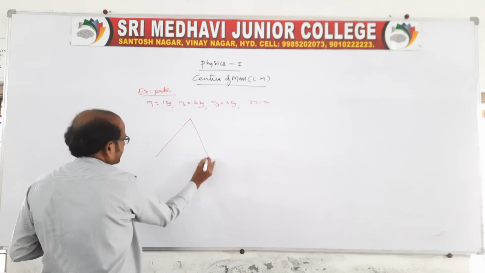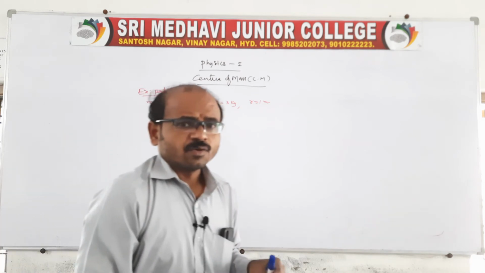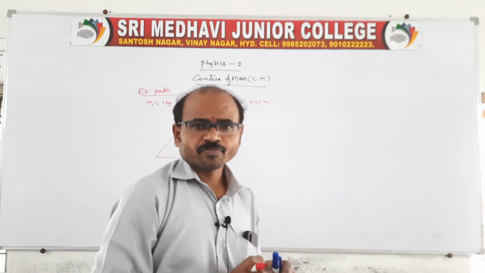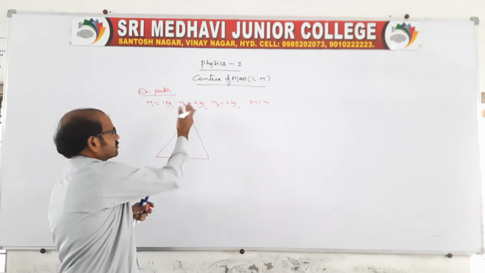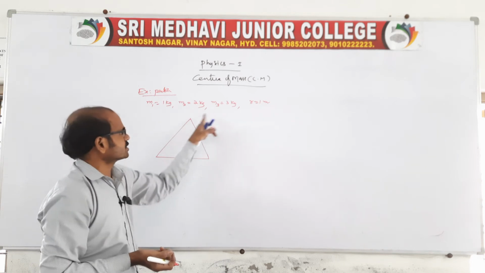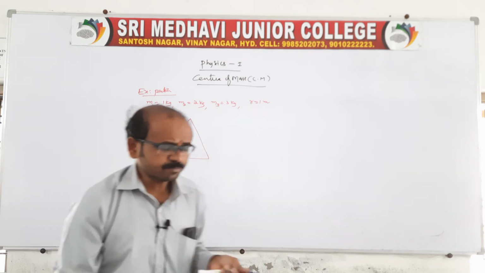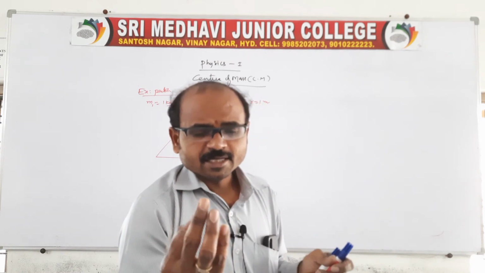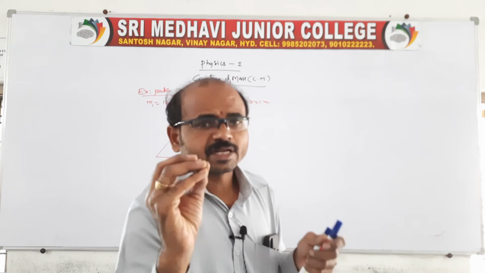See, here they are given like this, right? And in the question it is given that you take 1 kg as the origin and 2 kg on the x-axis, and the third particle is taken at the third corner. That is, 3 kg is taken at the third corner of the equilateral triangle. Once again I will tell you the question: three particles of masses 1 kg, 2 kg, 3 kg, which are located at the corners of an equilateral triangle.